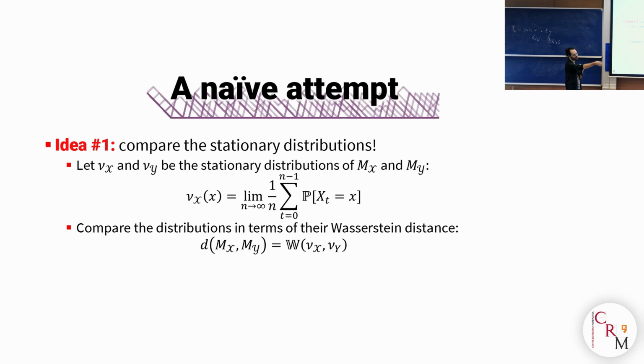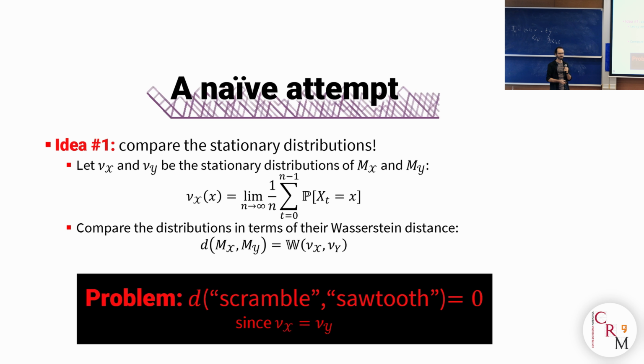So is this a good idea? So why is this not a good idea? Yeah. Exactly. For example, like these examples that I've given to you, they have the exact same stationary distribution. Scramble and sawtooth both visit each state uniformly, right? But they are terribly different processes, right? So this is a very bad idea for comparing Markov chains.